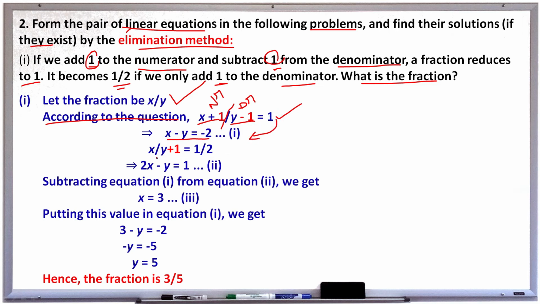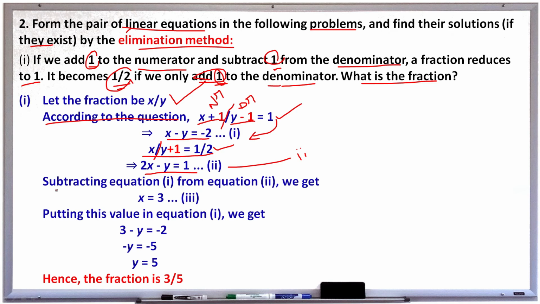Now according to the sum, we can frame the second equation, because the second condition says to add 1 to the denominator only. Numerator we are not going to add. So as per the sum, the equation will become x by (y plus 1) is equal to, it is given, half. If you simplify you will get 2x minus y is equal to 1. This is equation number 2.